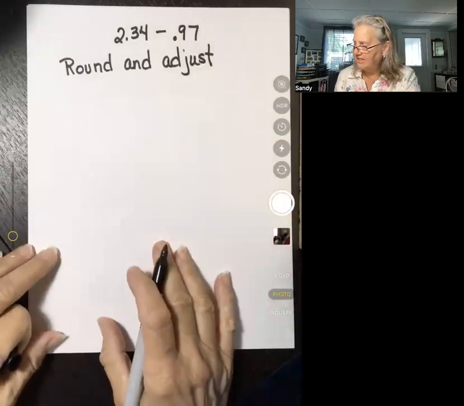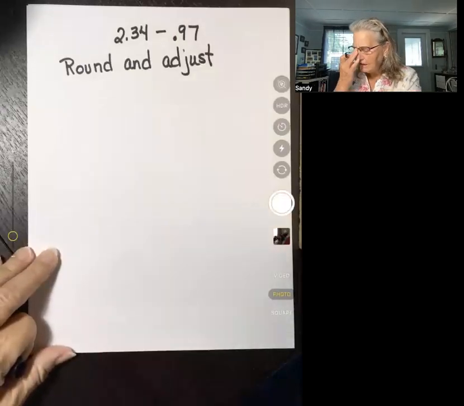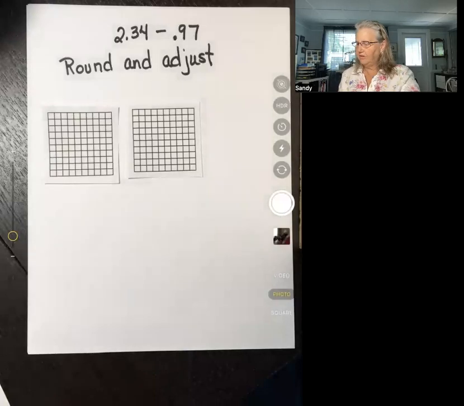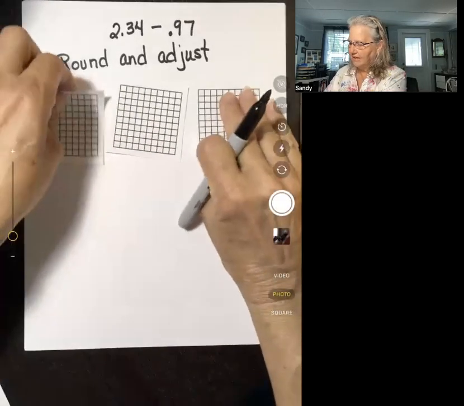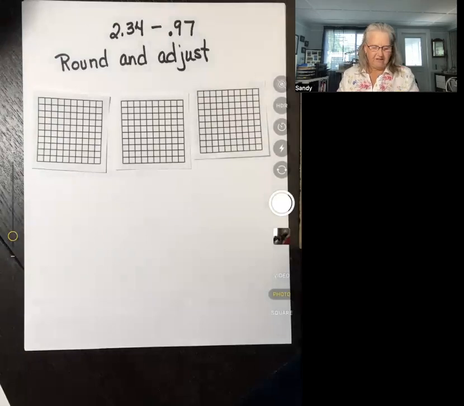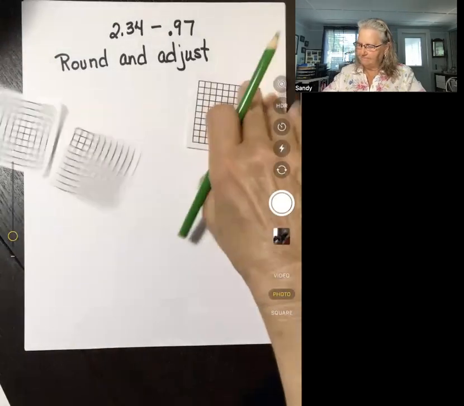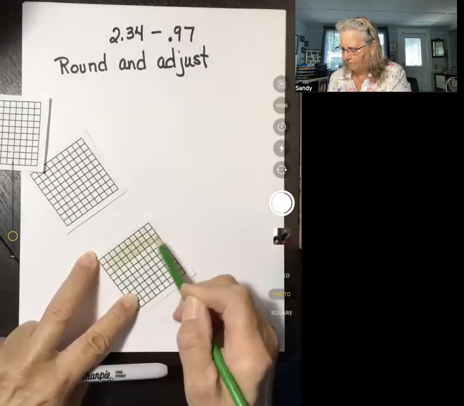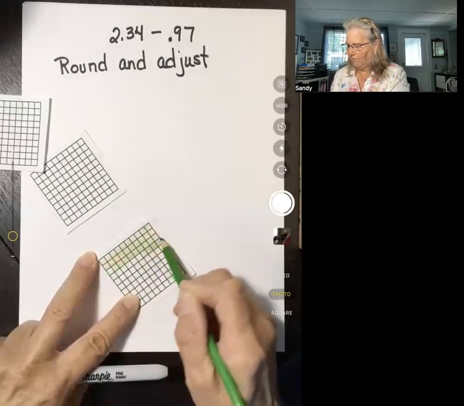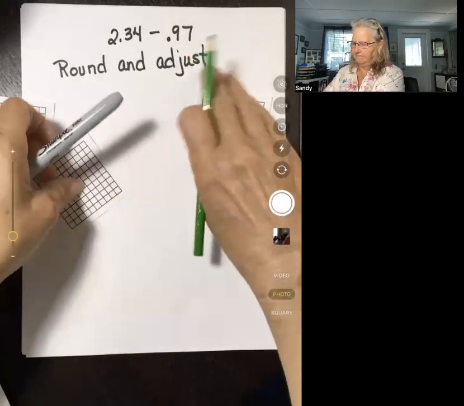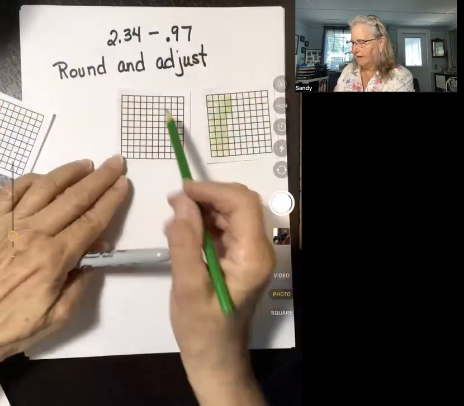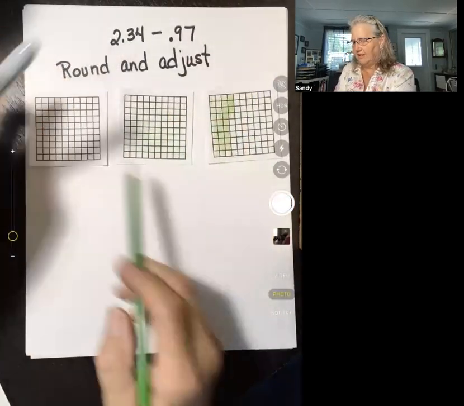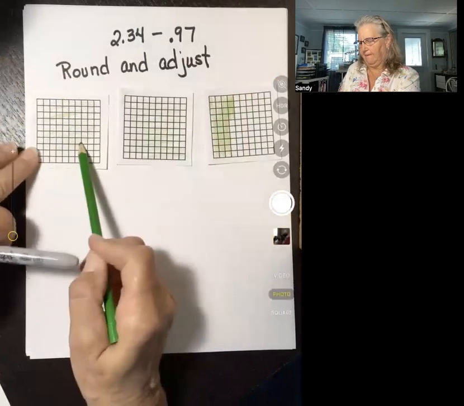For a round and adjust, okay, let's say, I'm going to use these for right now. We've got 2 and 34 hundredths, okay? And I'll go ahead and color in that 34 hundredths. And can we pretend I've colored all of this in? And I've colored all of this in.